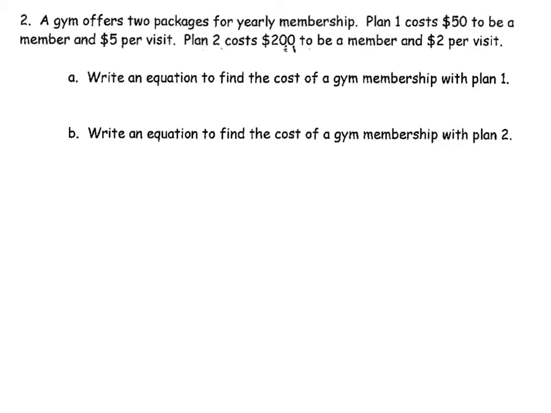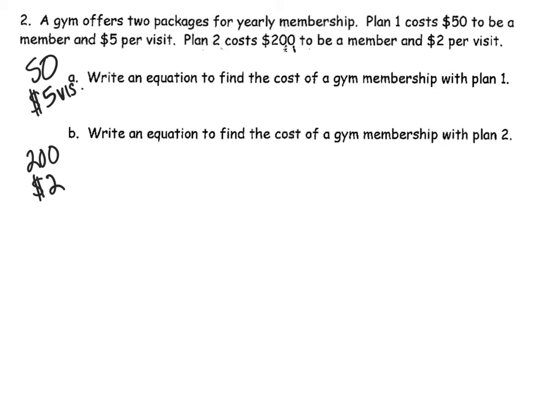So now let's read the question. A gym offers 2 memberships, 2 packages. Plan 1, $50 to be a member, and then $5 every single time you go. So write that on the side somewhere. $50 to join, and then $5 a visit. Plan 2 is $200 to be a member, so write that on the side. Oh, but nice, only $2 every time I go and visit.